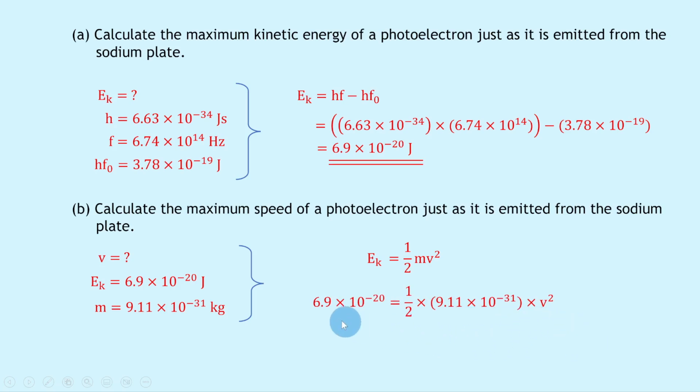Now what we could do is multiply both sides by 2 to get rid of this half, and then divide both sides by 9.11 times 10 to the minus 31, and that will give us an answer for v squared, which should give you 1.5 times 10 to the 11. And if you then take the square root of both sides, you'll get v on its own, so doing that in a calculator should give you an answer of v equals 3.9 times 10 to the 5 meters per second.